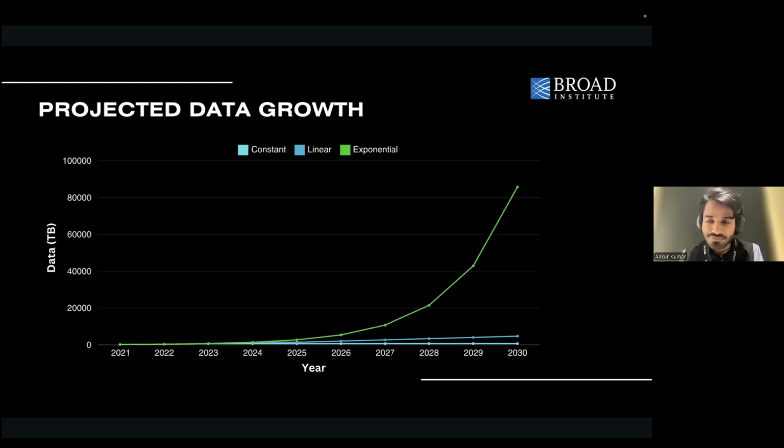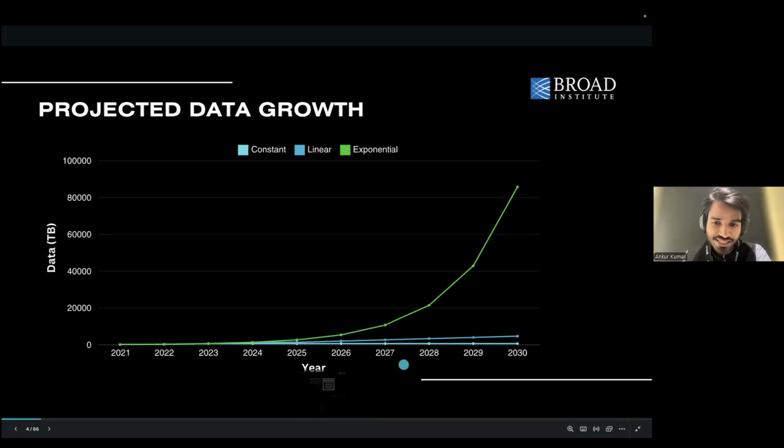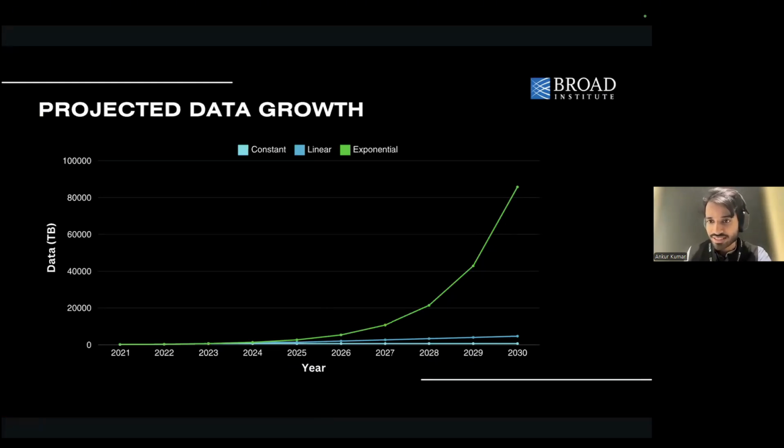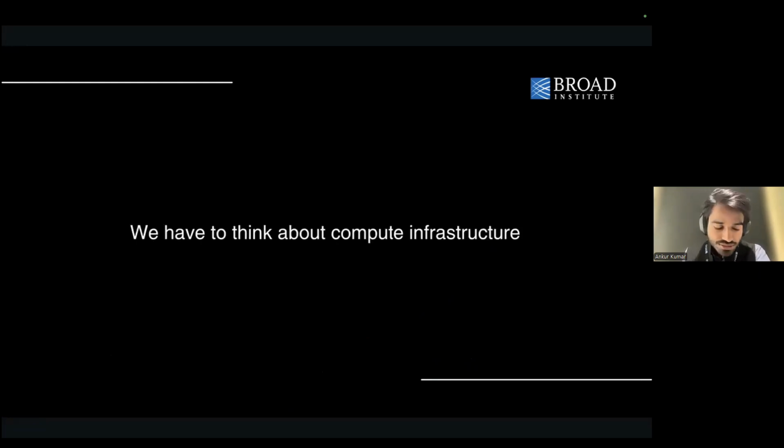Now, if you look at this problem, you have this much data. Our current compute infrastructure, or all the tools we have to process the images, are not designed to handle this scale. So we internally started thinking about this, and we decided that we have to do something, because we don't want to be in a situation where we have all the data sets, but we don't know what to do with them. So we have to think about compute infrastructure.